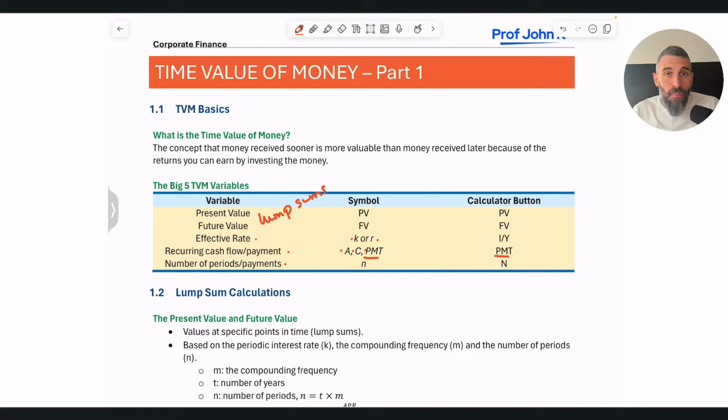And finally, the number of periods or the number of payments. The symbol for that is kind of universally N.